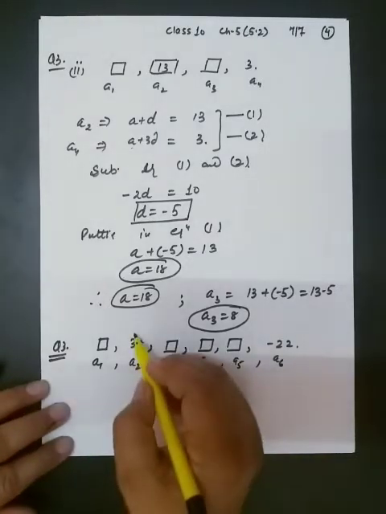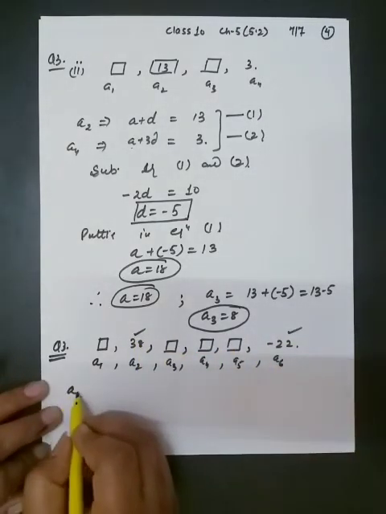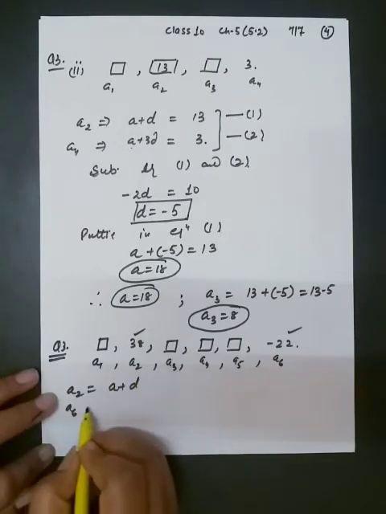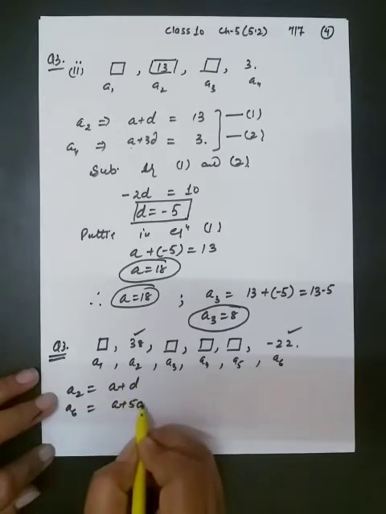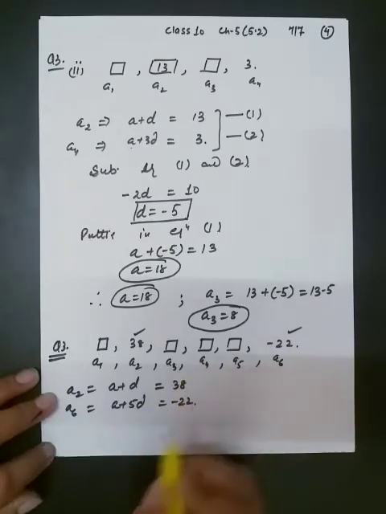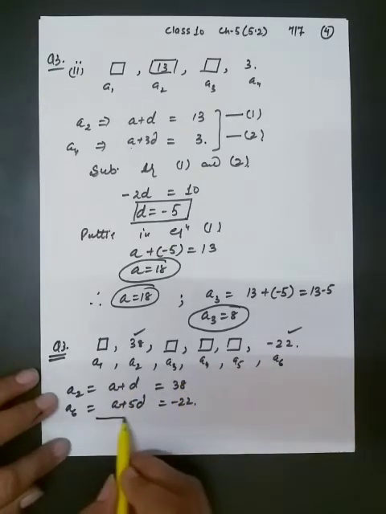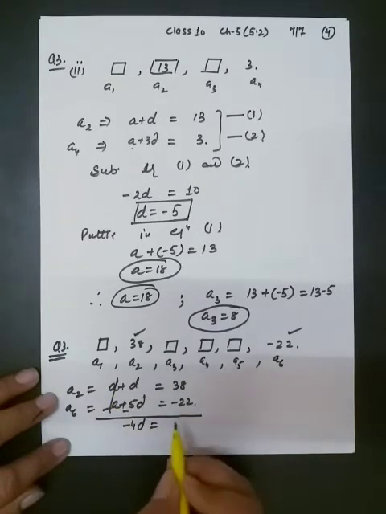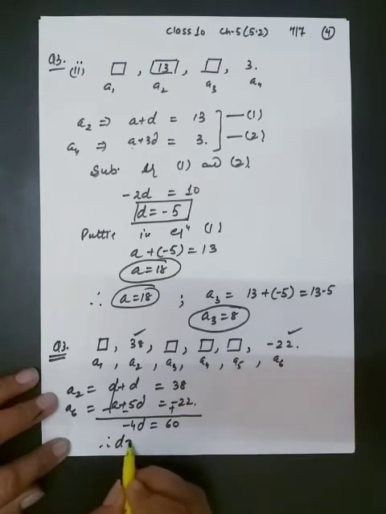Here two terms are given. A2 means A plus D, and A6 means A plus 5D. This is 38 and this is minus 22. I can solve these two equations. Minus 4D and this will become positive 60. So therefore you get D is equal to minus 15.